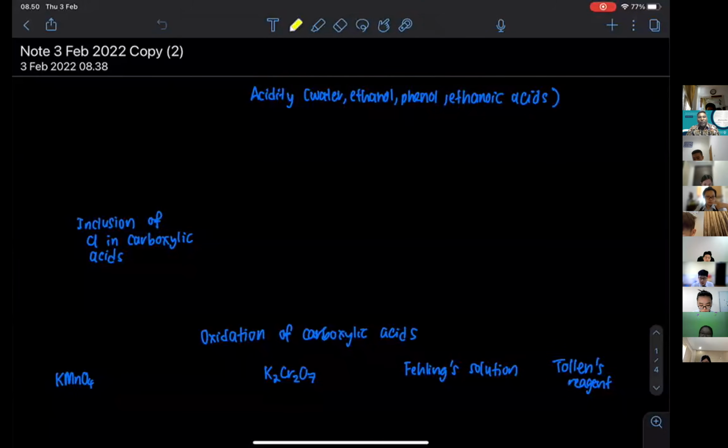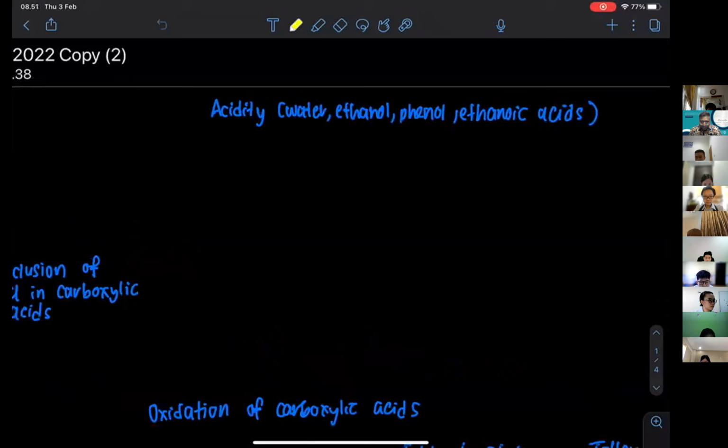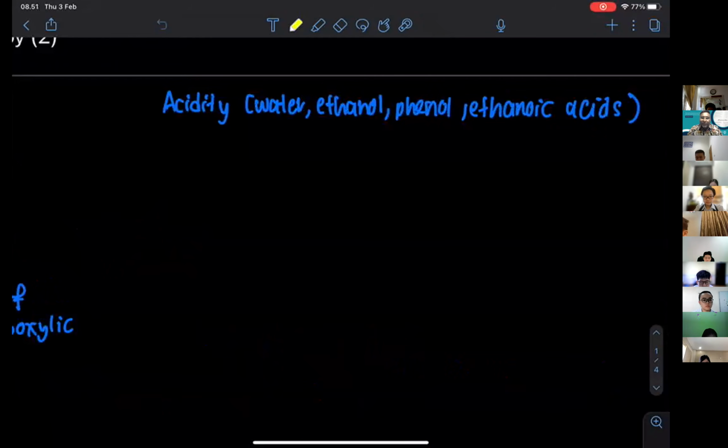So we will actually look into this chapter. The first thing that we start is related to acidity. We need to find out, we want to compare the acidity of water, ethanol, phenol, and ethanoic acid. We want to put them and then classify them. Which one is going to be most acidic?